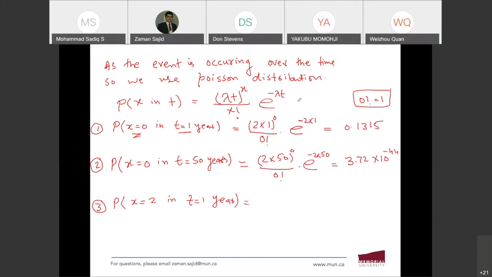Now using the same formula as we were doing before, the lambda value remained 2. My t value is 1 at the moment, and whole power, the x this time is 2, over 2 factorial, times e power minus 2, which is lambda, and the time is again 1. So when you solve this, you will get 0.271. Okay, so these are all your answers. This is part 1, this is part 2, and this is part 3.